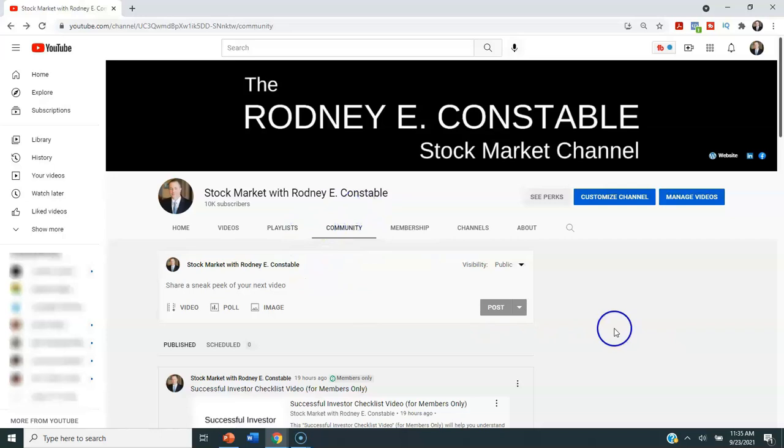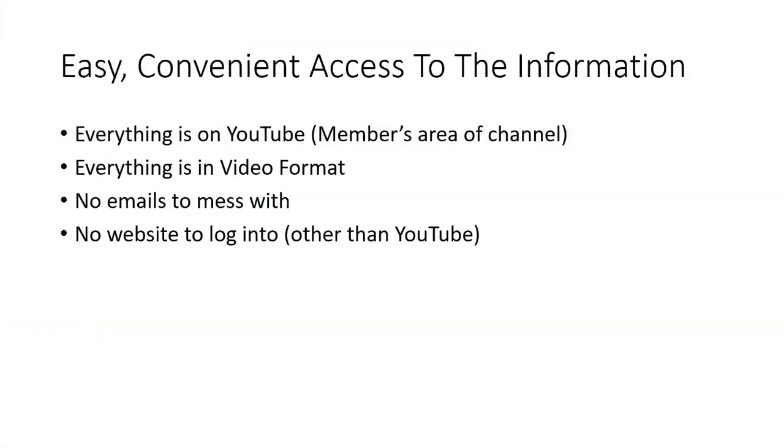And that's all it takes to become a member. It's quite simple, and you will have easy, convenient access to this information. Everything is on YouTube in the members area of the channel, and everything is in video format. There's no emails to mess with and no websites to log into other than, of course, YouTube.